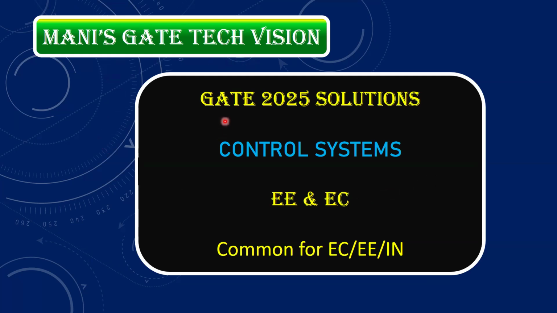In this lecture, I am going to solve GATE 2025 problems from the topic Control Systems. For that, I have taken the GATE Electrical paper and Electronics paper. The topics which I have taken are common for Electrical, Electronics and Instrumentation branches. So all those branch candidates can watch these solutions. So let me move to the presentation and solve the problems one by one.